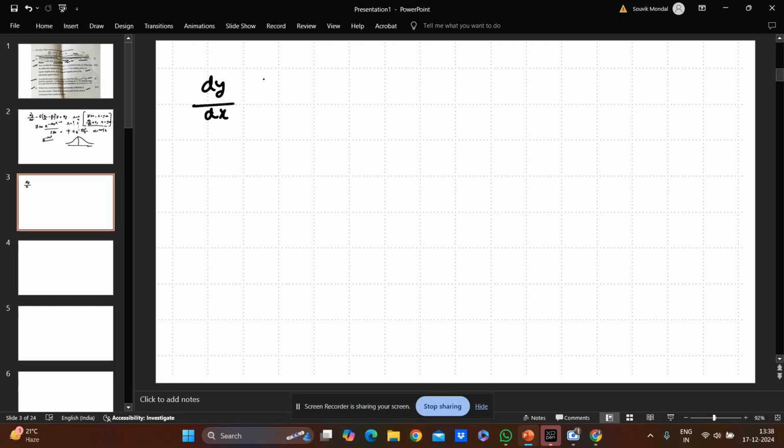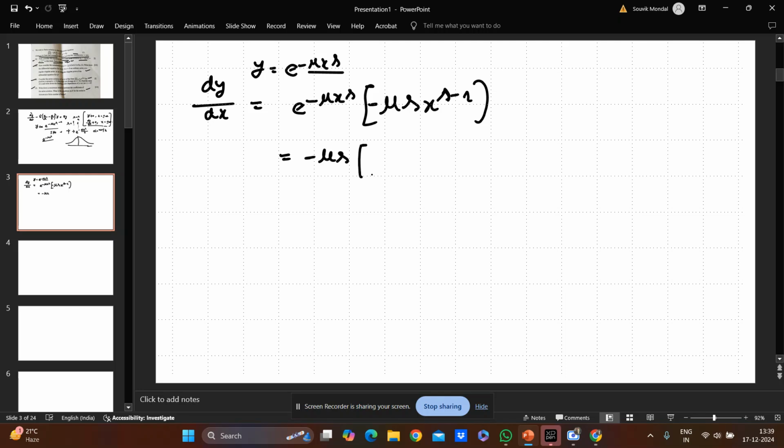So y is e to the power minus mu into x to the power lambda. So what is dy/dx? dy/dx is equal to e to the power minus mu x to the power lambda, then there is minus mu lambda into x to the power lambda minus 1. So this is the derivative of the upper part: minus mu lambda x to the power lambda minus 1 e to the power minus mu x to the power lambda. Okay. Now what is d2y/dx2?